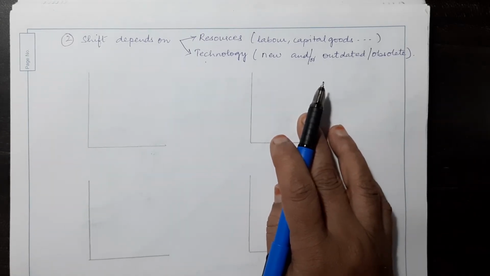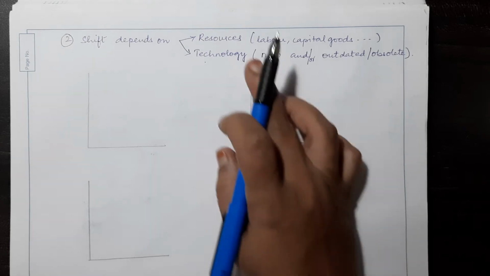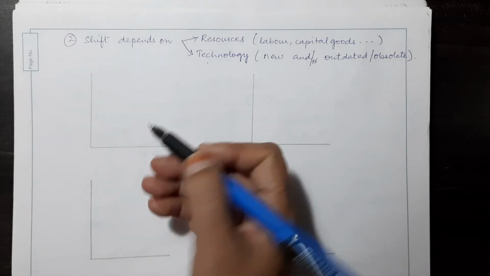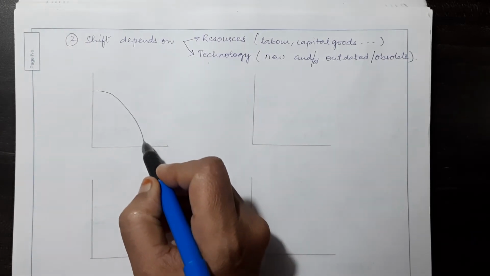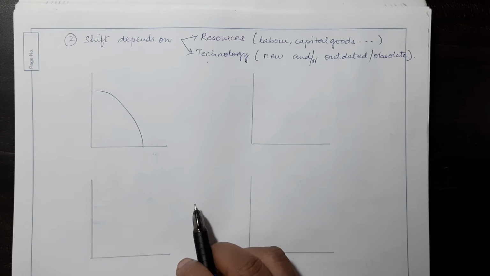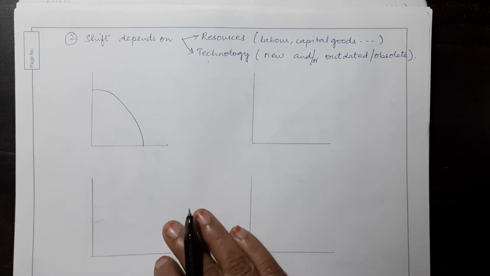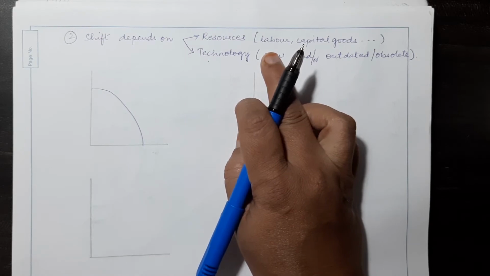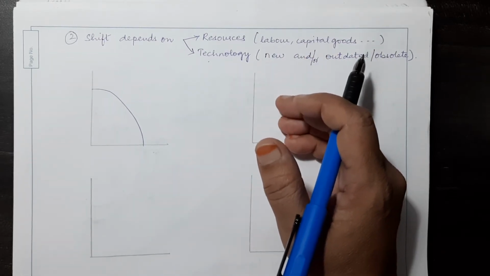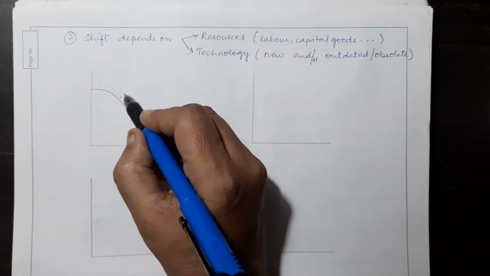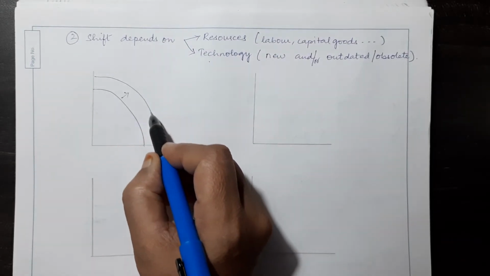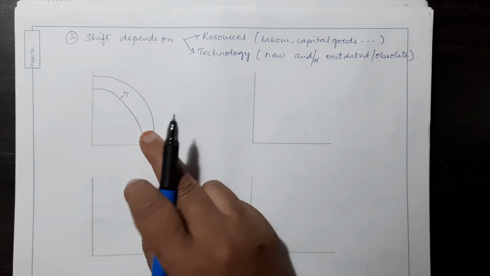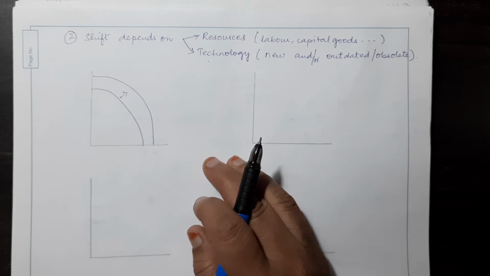Now let us see how it shifts based on these two criteria, the resources and technology. Now in a normal case, the PPC is a concave shaped curve and downward sloping. Now if resources increase, that means if we employ more number of people, will the output go up? Yes. So this will shift outward or to the right, when resources increase, or let us say labor increases, or capital goods increase.